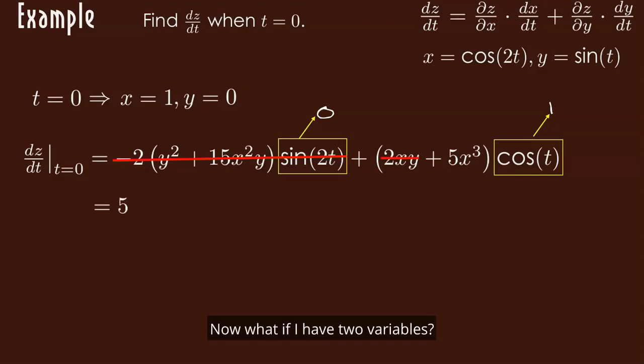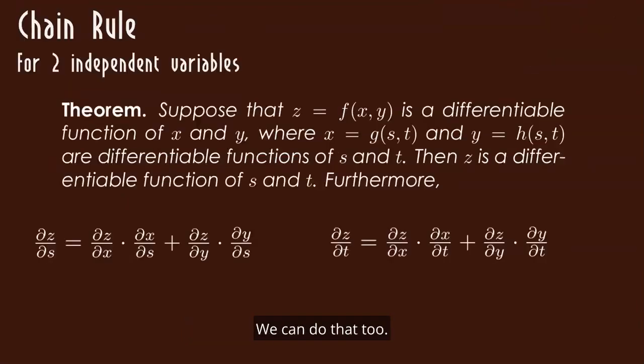Now what if I have two variables? So x and y are both functions of s and t, two other variables. We can do that too. Suppose z is a function of x and y, and it's differentiable, and x and y are both functions of s and t, and everybody's differentiable everywhere. Then we want to be able to find the partial of z with respect to s and the partial of z with respect to t.